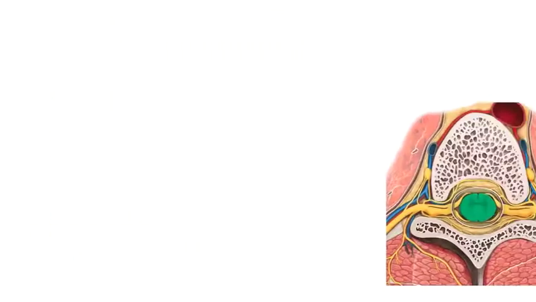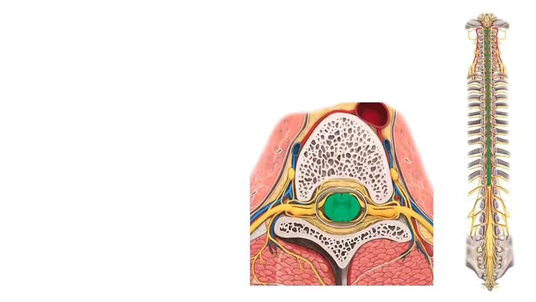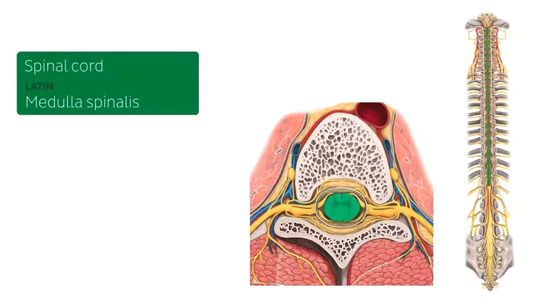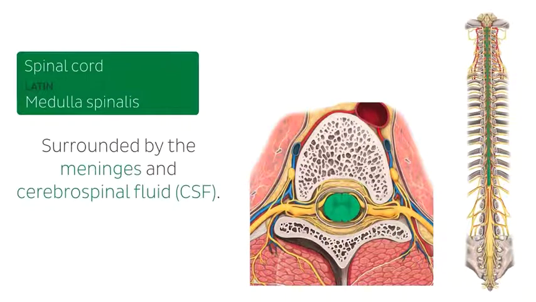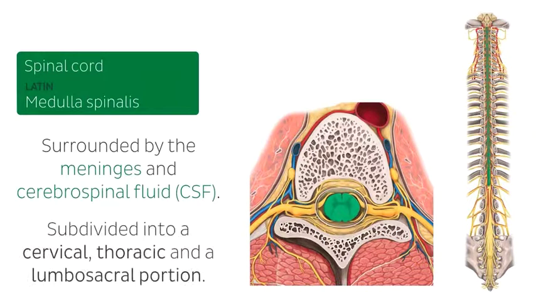The spinal cord and the brain together make up the central nervous system. The spinal cord extends from the foramen magnum all the way down to the first or second lumbar vertebra, and it's enclosed in the vertebral column. It is surrounded by the meninges, which we will be discussing later on in this tutorial, and cerebrospinal fluid. It consists of grey and white matter, and it can be subdivided into a cervical, thoracic, and a lumbosacral portion, with spinal nerves arising from each region of the spinal cord.